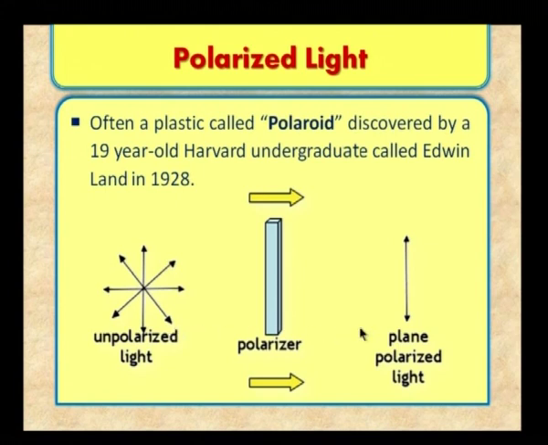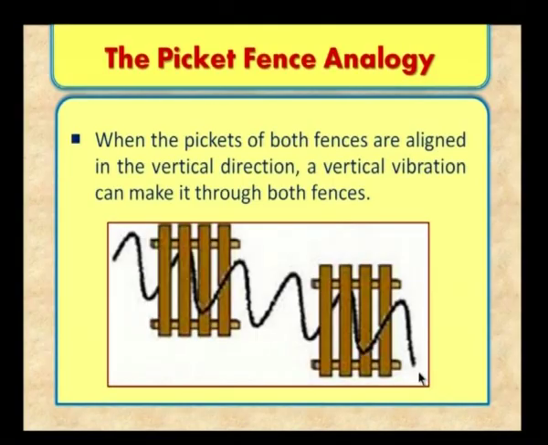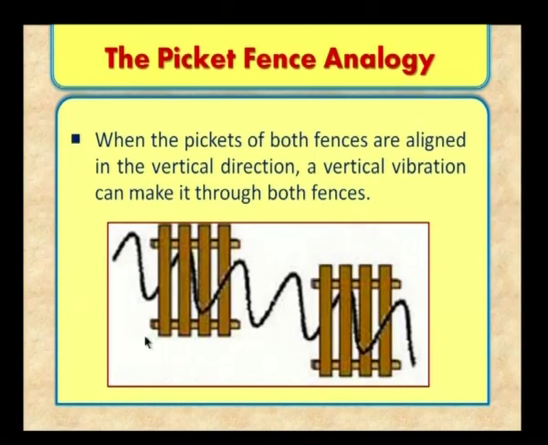This phenomenon of polarization can be understood by this analogy, the picket fence analogy. When the pickets of both fences are aligned in the vertical direction, you have this kind of wooden panels. You have a wooden panel here, and a vertical vibration like this, right? You make the string or a rope vibrate. It is vibrating, right? You have this hand here, another hand here. You make it vibrate. It will go like this. It will go through this, right?